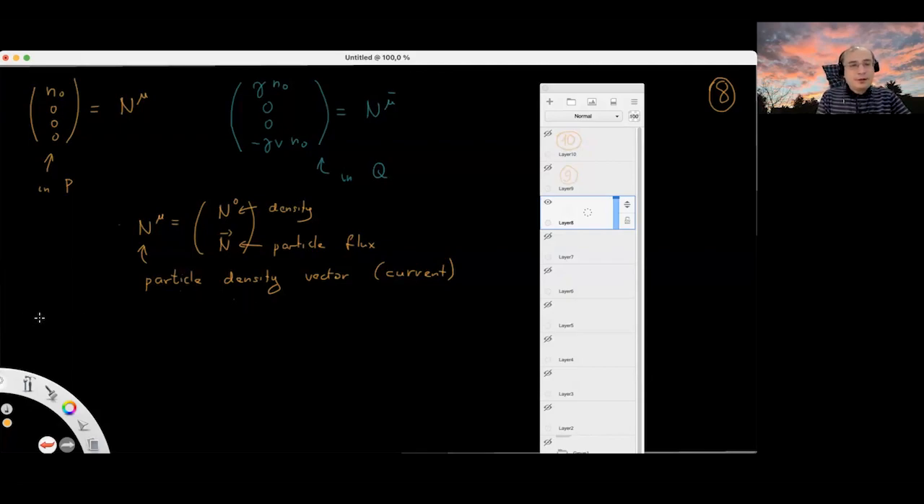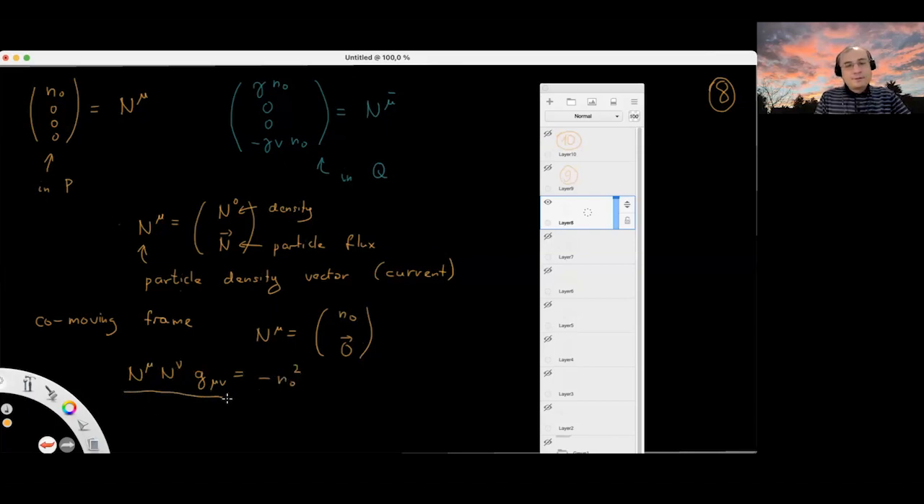And we have also seen that in a comoving frame, we have n mu equal to n zero, which is the rest frame density, and a zero vector. The magnitude of this vector, so n times n, you can quickly calculate that this is minus n zero squared. But this thing is valid in any frame, in Q or whatever other one. So the invariant magnitude of n is simply minus the square of the invariant comoving density of objects.